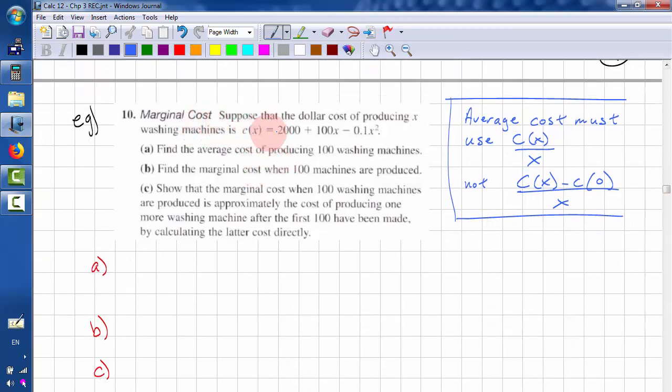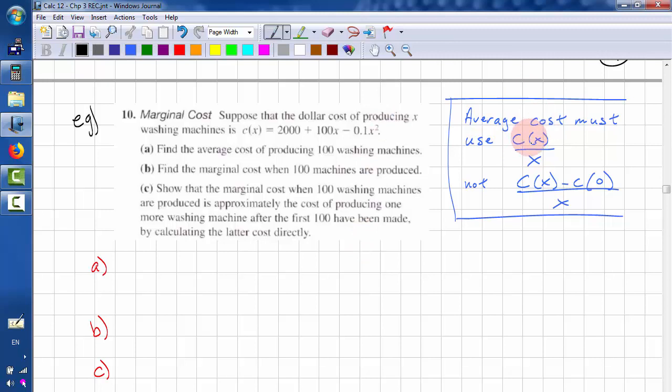So we're looking at the dollar cost of producing X washing machines is C(x) equals 2,000 plus 100x minus 0.1x squared. Find the average cost of producing 100 machines. Find the marginal cost when 100 machines are produced. Show that the marginal cost when 100 washing machines are produced is approximately the cost of producing one more machine after the first 100 have been made by calculating the latter cost directly. Okay, so you have to practice these to get used to how the wording is.